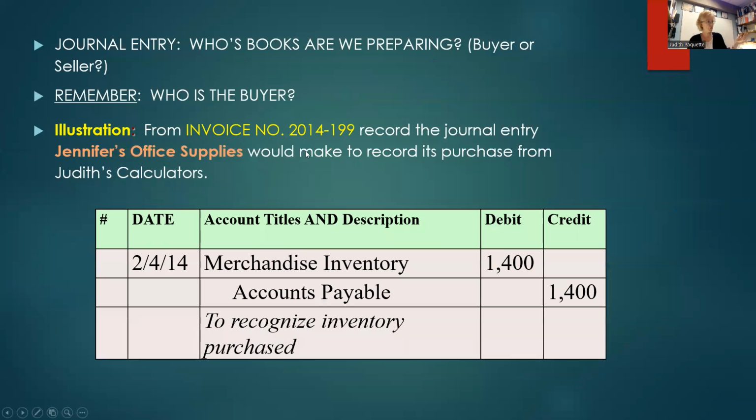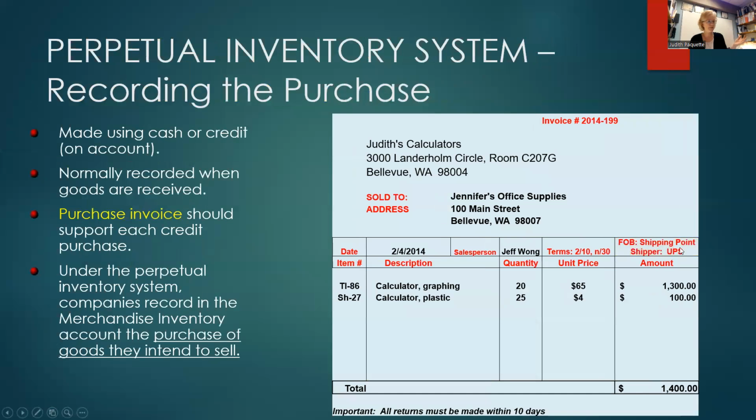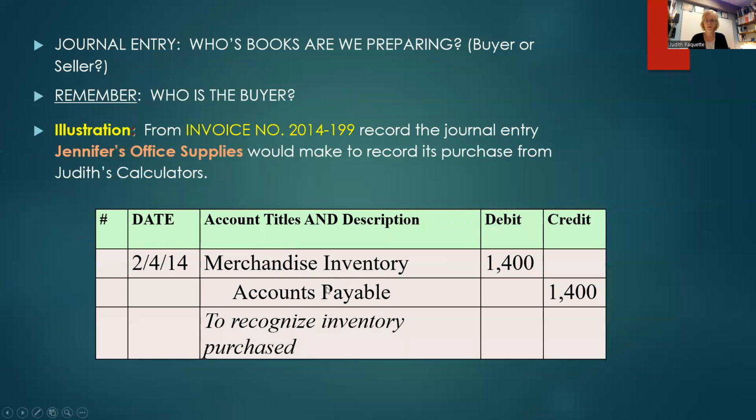When we buy inventory, let's say we bought, and I even came up with this, this is called an invoice. The company, Jennifer's Office Supply, is buying inventory. Calculators, 2 different kinds of calculators for $1,400. We immediately put that cost in inventory. And this is the first chapter you've had inventory. Okay. And then there's accounts payable because we're going to pay in 30 days.